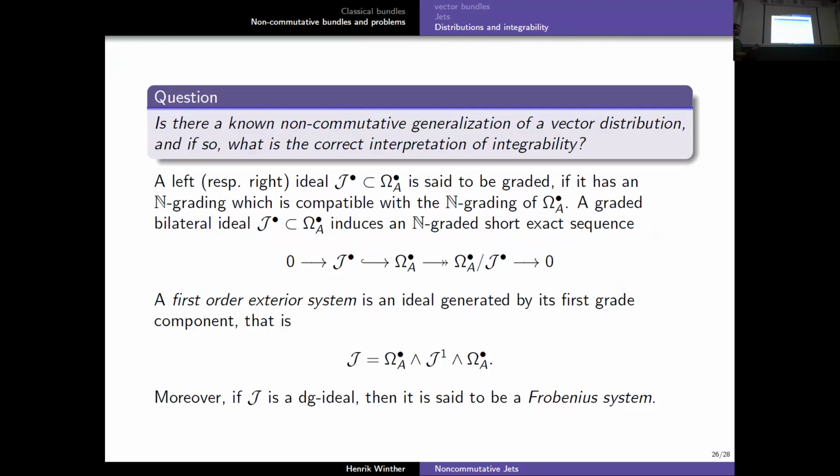Yeah, so we had three good points of view for vector distributions earlier. We're going to take the differential system point of view here. And that means we're going to have to take some ideal in the calculus of some space, probably the total space of the jet bundle in my application. And this should be a graded ideal and generated by its first order component. It should be two-sided, and you should have this exact sequence. If this happens to be a differential graded ideal, then we call it the Frobenius system, and that's basically our guess at what integrability looks like.